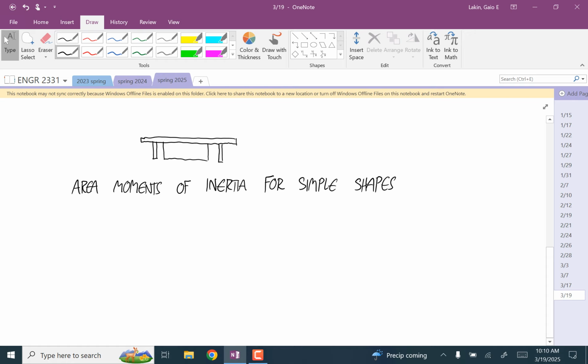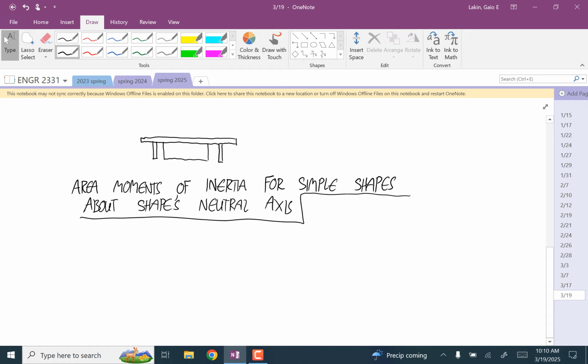And all of these are about the shape's neutral axis. And remember, how do you identify the neutral axis? It goes through the shape's centroid.